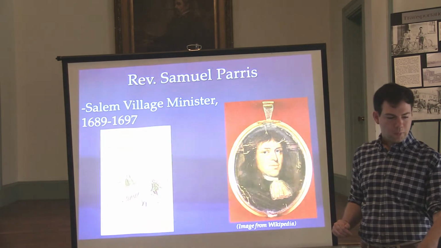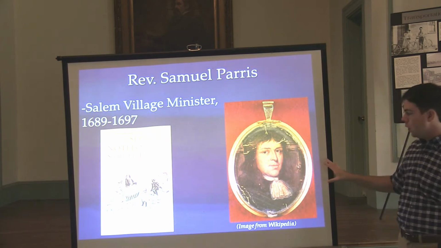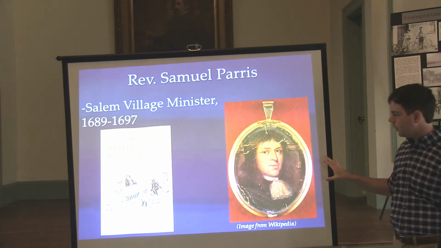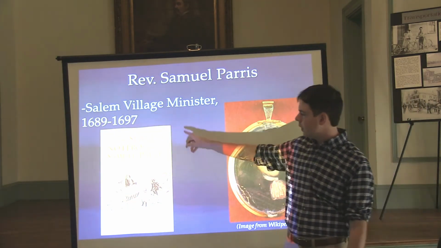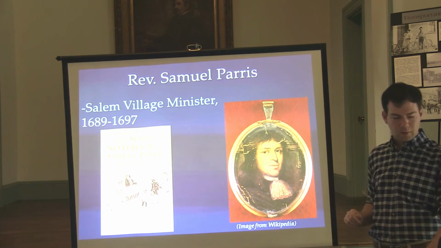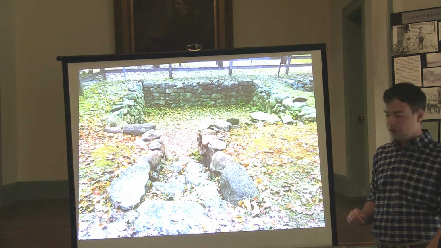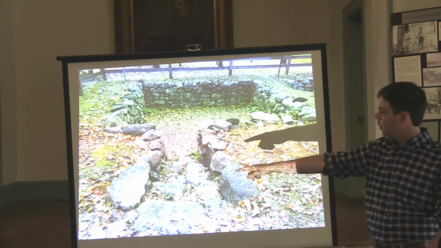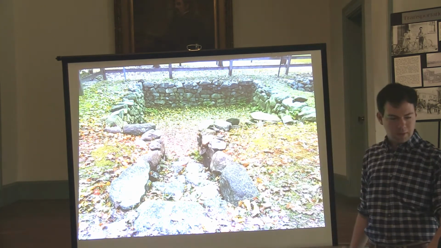And next to the parsonage, here's Reverend Paris. We only have one known image of him. It's actually in the Massachusetts Historical Society. And his sermons have been published for the years around the witch hunt. So that's a good source. Here's another view of the foundation as you were to walk in. So that entrance would have been outside the house. The wall of the house would have been there, kind of like a bulkhead.